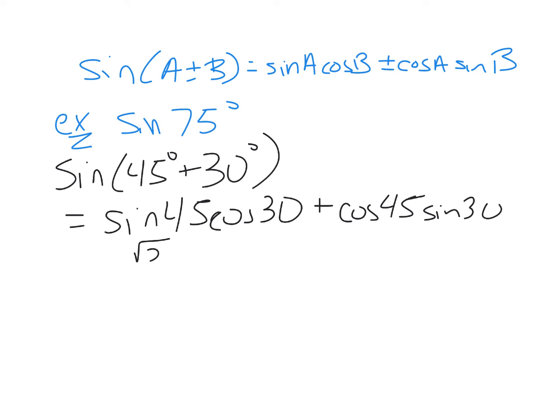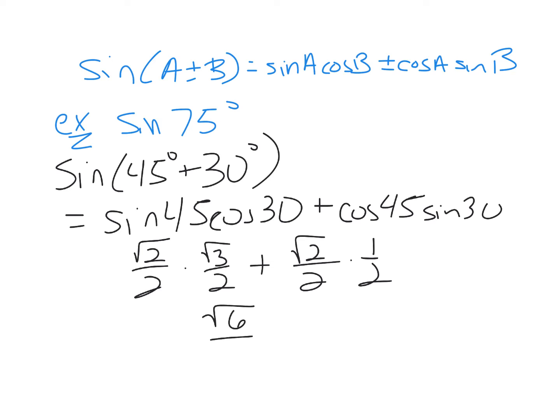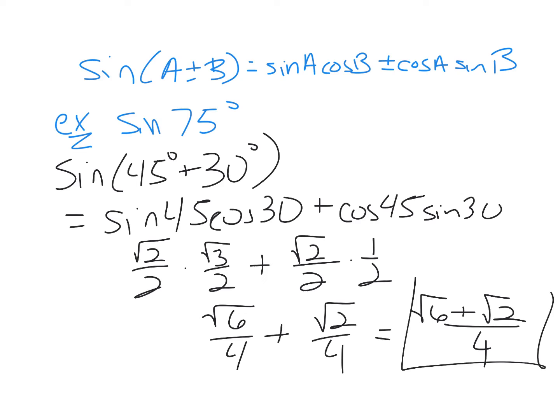Sine 45 is root 2 over 2. Cosine of 30 is root 3 over 2, plus root 2 over 2 times 1/2. Giving us root 6 over 4 plus root 2 over 4, which is just going to get us root 6 plus root 2 over 4. There we go. So very similar process to the sum and difference cosine, just a slightly different formula.